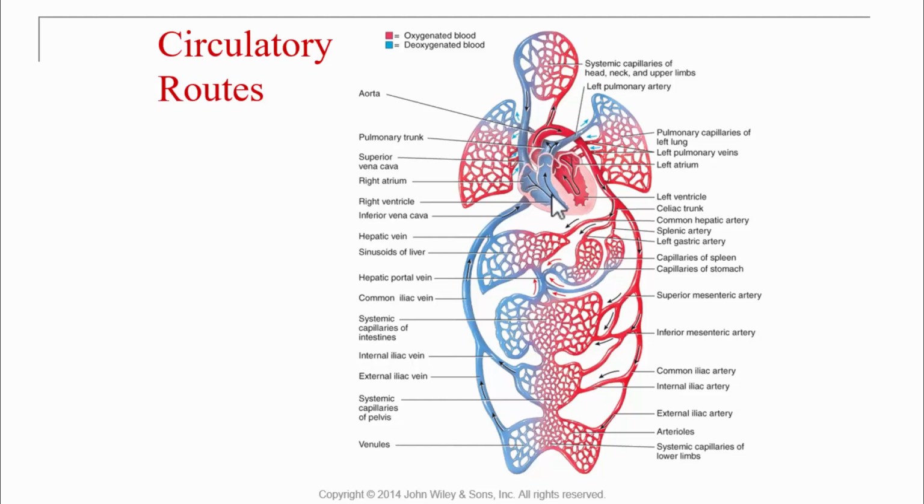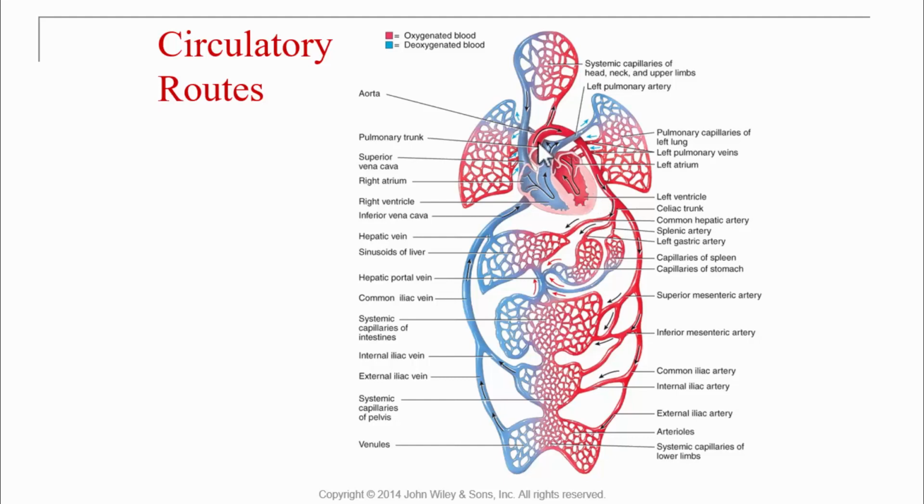So again, from the right ventricle, through the pulmonary trunk, through the pulmonary arteries, through the pulmonary capillary bed, through the pulmonary veins, and then to the left atrium. Again, that's your pulmonary circulation. Everything else is going to be the systemic circulation.